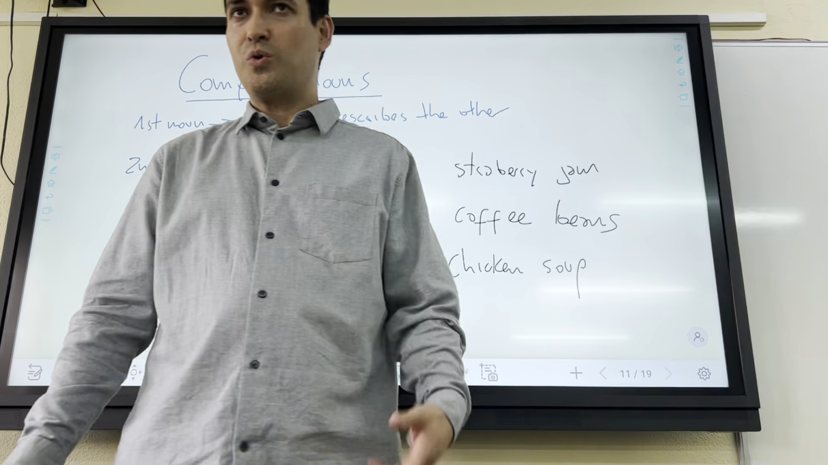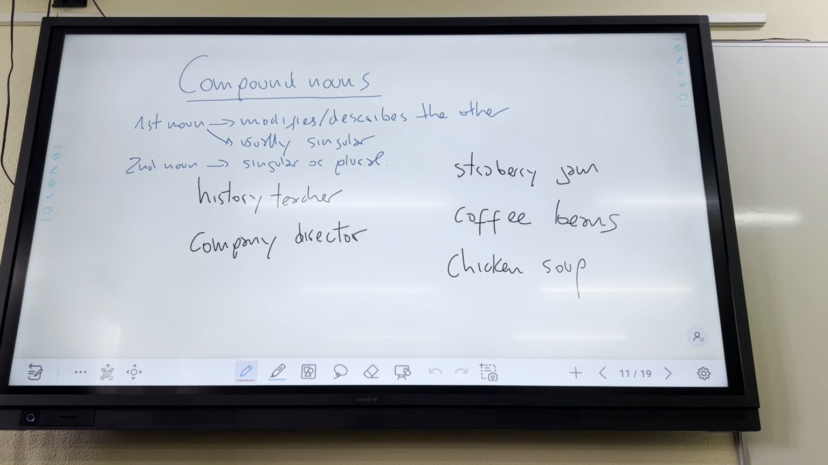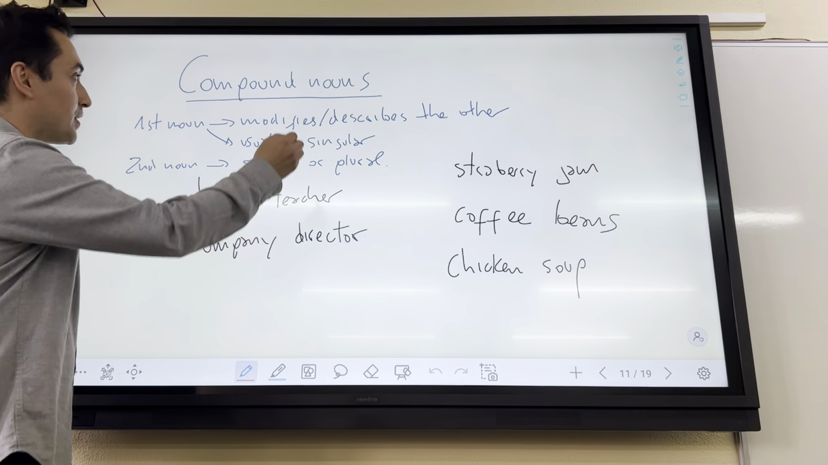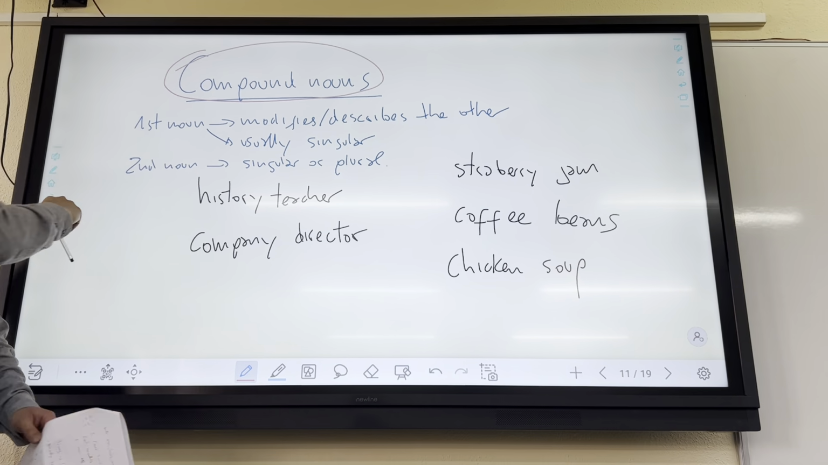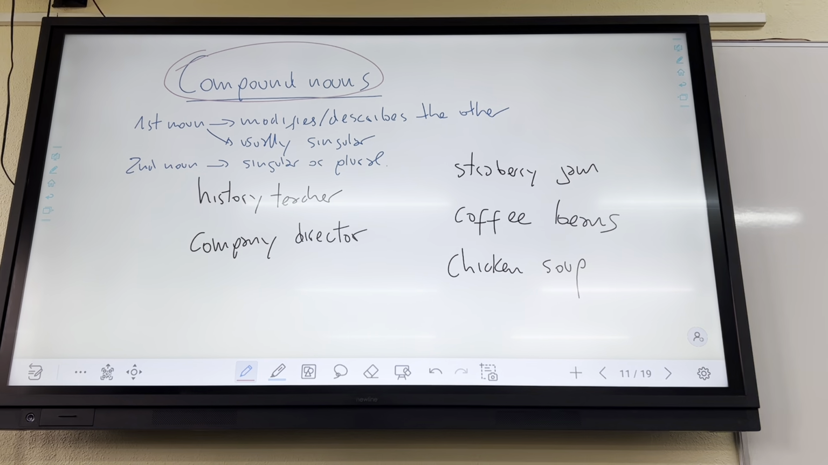We're doing fine. We will do it. Compound nouns: the first noun modifies, describes the other. Have a look at this: history teacher. These are compound nouns. This is a new category I'm teaching you today. What are compound nouns? Very simple explanation: compound nouns are two nouns that go together.